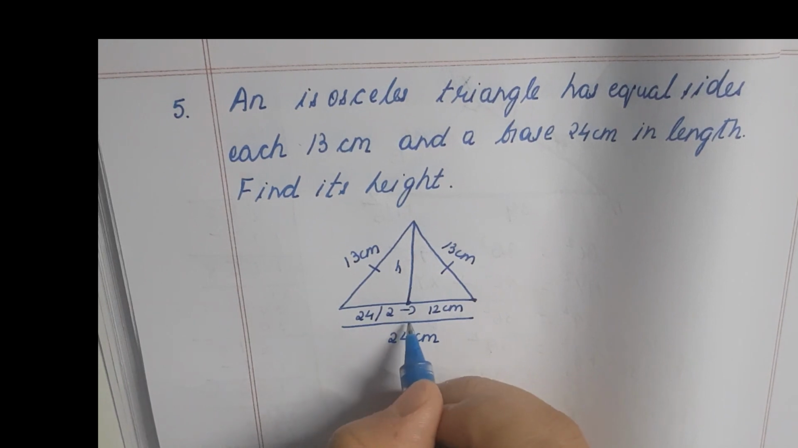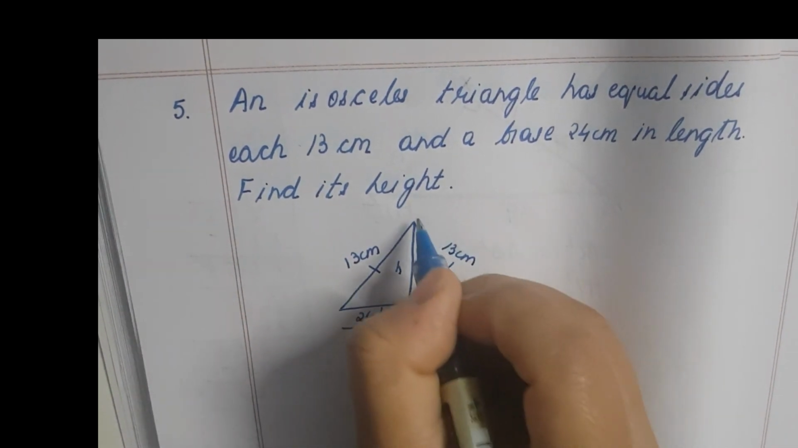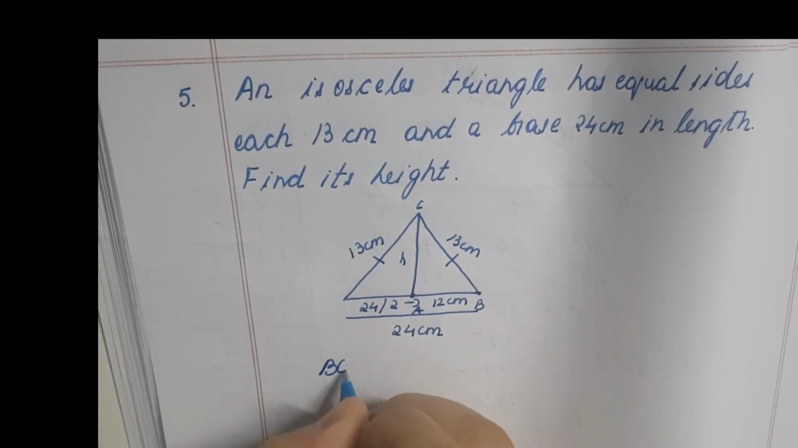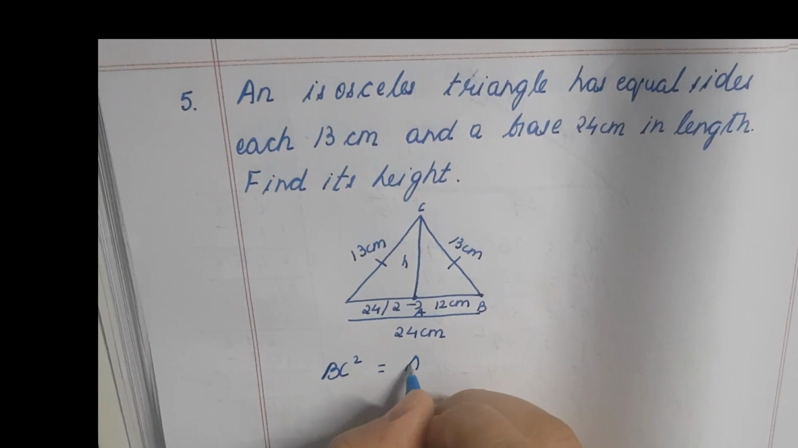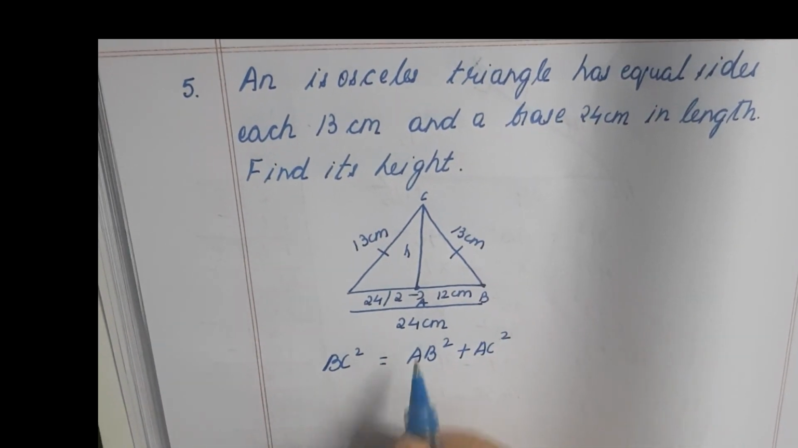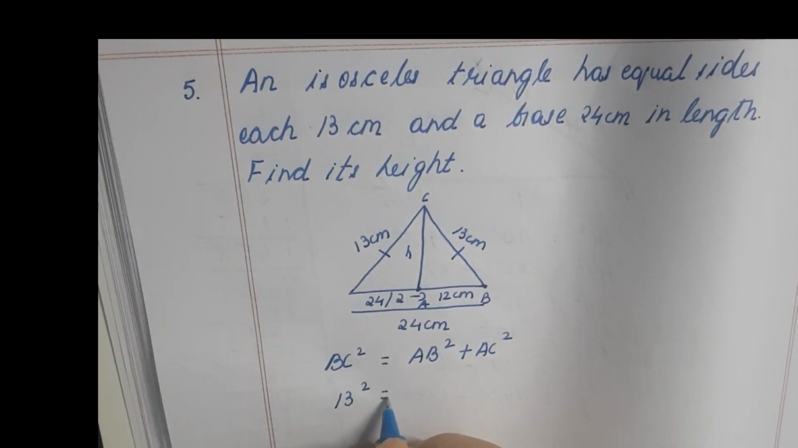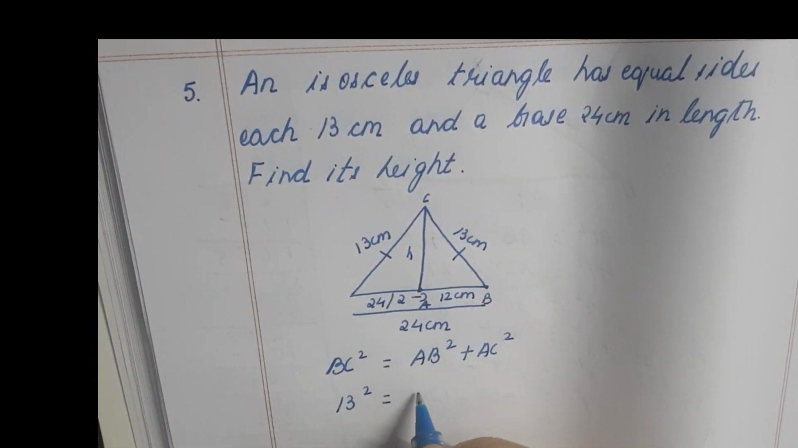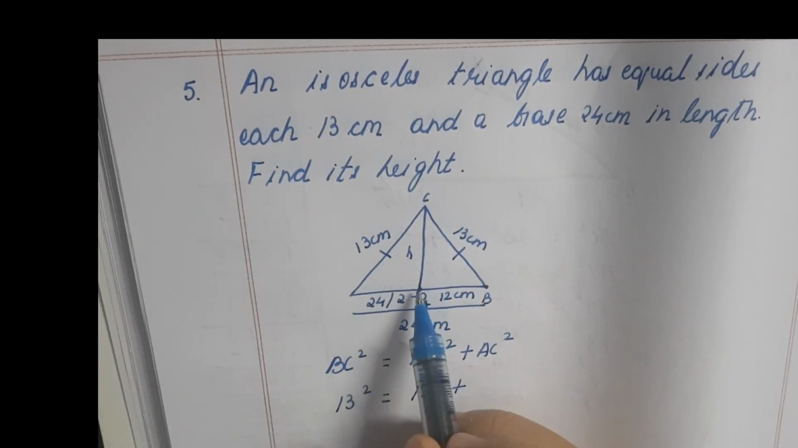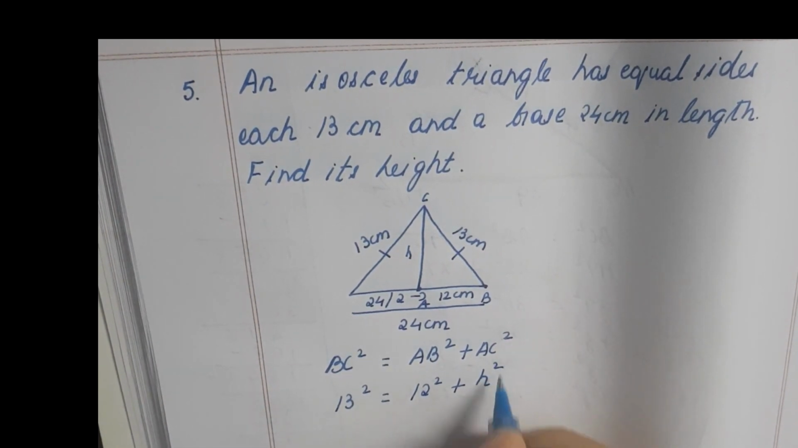So we can name it according to the same formula. So this is A, this is B and this is C. So let's write the first formula. BC square is equal to AB square plus AC square. So BC square, it is 13. So 13 square is equal to AB square, which is 12. So 12 square plus AC square, which we have taken as h, because we have to find out the height, right? So we can take it as h square.